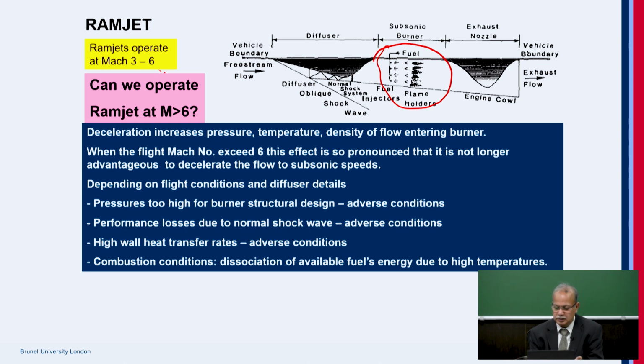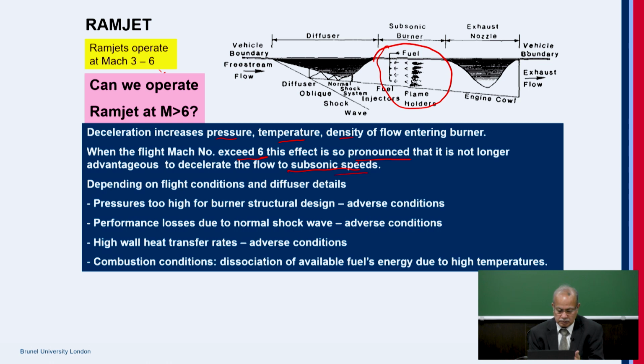At that speed, you have mechanical stresses. On top of it, you will have thermal stresses, which is not a very favorable environment at that high speed operation. So, when we try to go above Mach 6, the effect of pressure, temperature, and density is so pronounced that it's no longer advantageous to decelerate it to subsonic speeds.